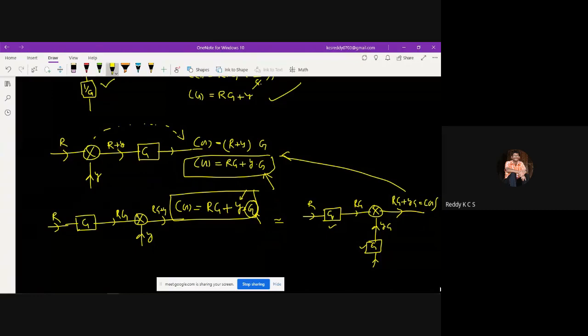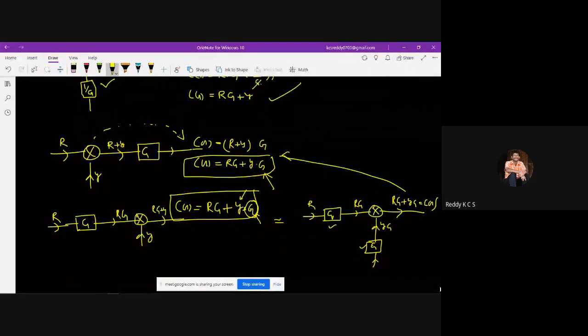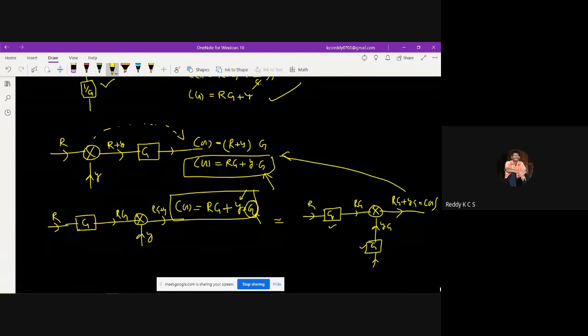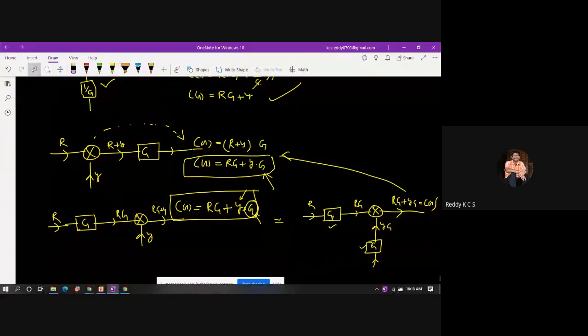Okay. So till now we have discussed 4 rules: when blocks are in parallel, when blocks are in series, when the summing point is shifting towards the right, and when the summing point is shifting towards the left. All these 4 rules we have discussed. And one more very important one is the takeoff point. So first we will discuss the takeoff point.